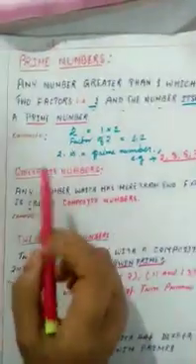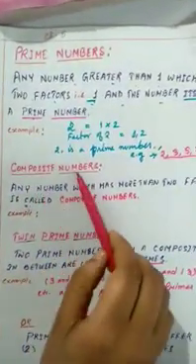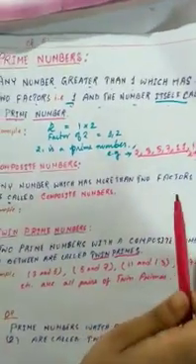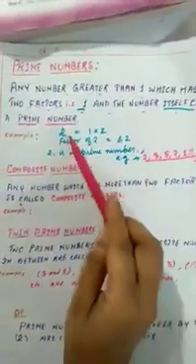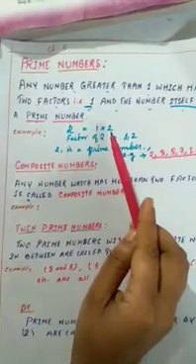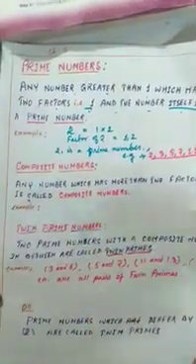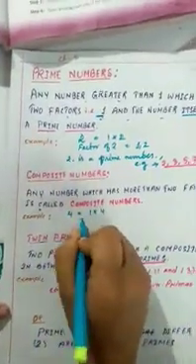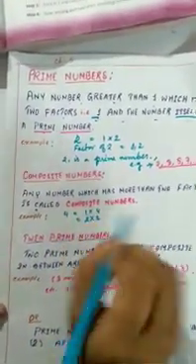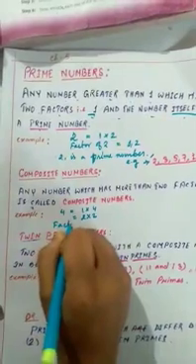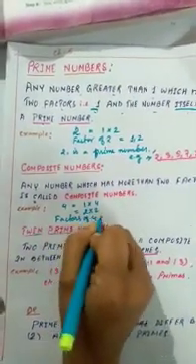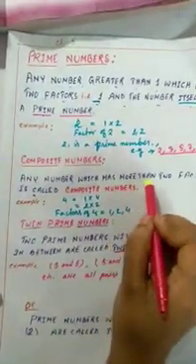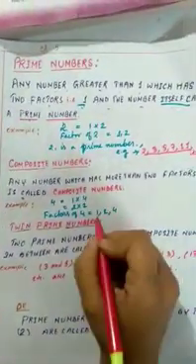Fine children. In the same way we will see composite numbers: any number which has more than 2 factors is called a composite number. Like I have shown with 2, we can write only 1 into 2, but if you see 4, we can write 1 into 4 and 2 into 2. So what will be the factors of 4? The factors of 4 are 1, 2 and 4. 3 factors are coming, so it has more than 2 factors.